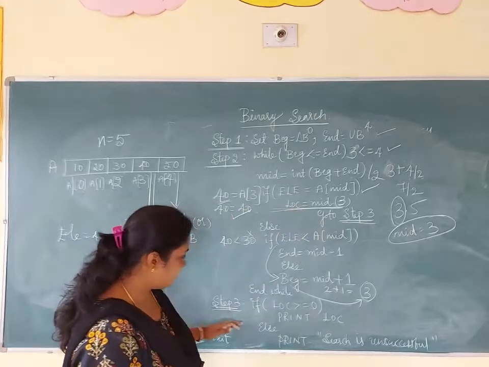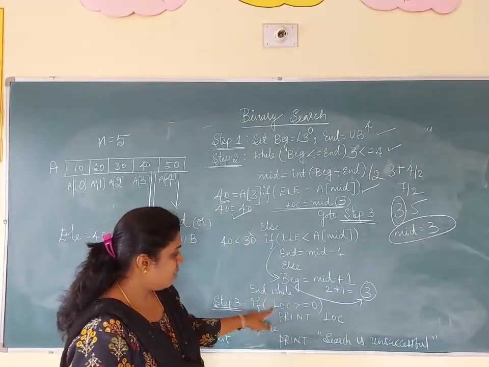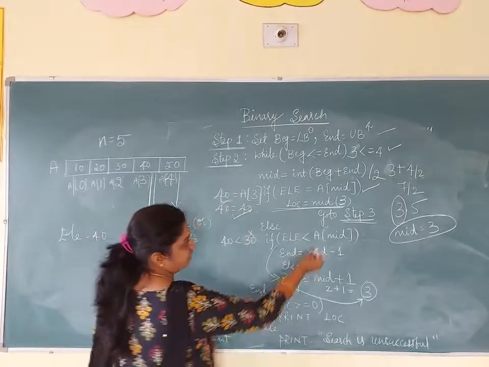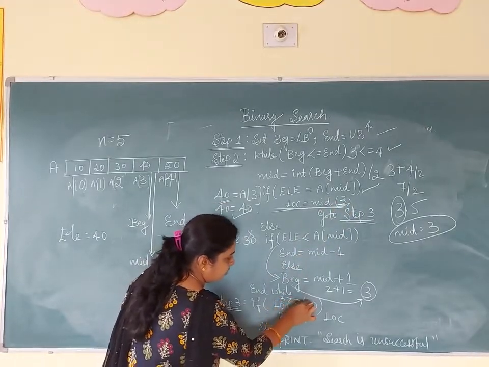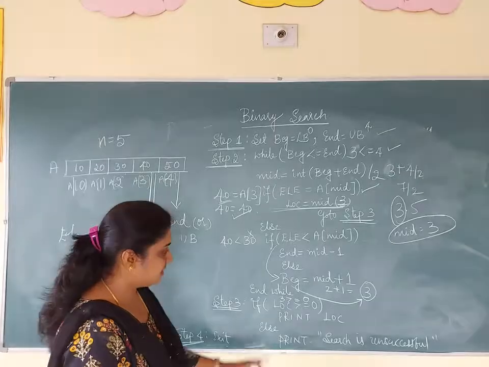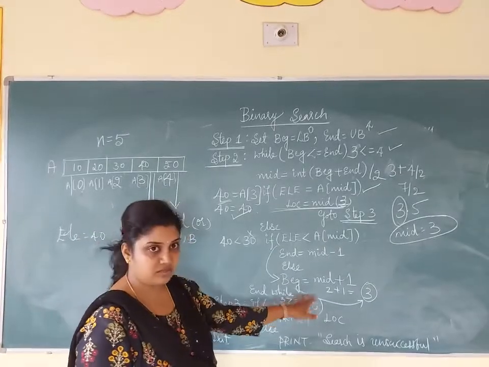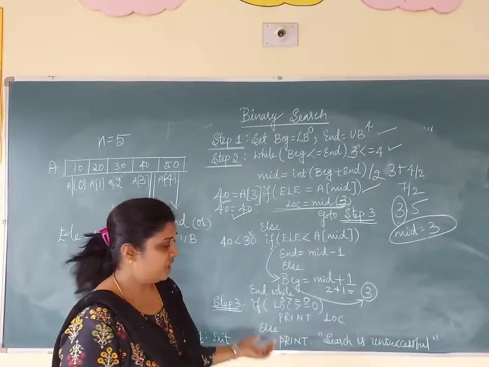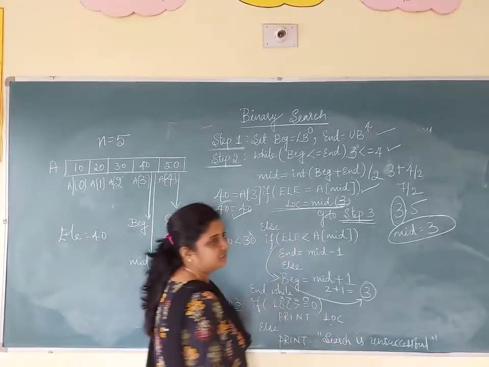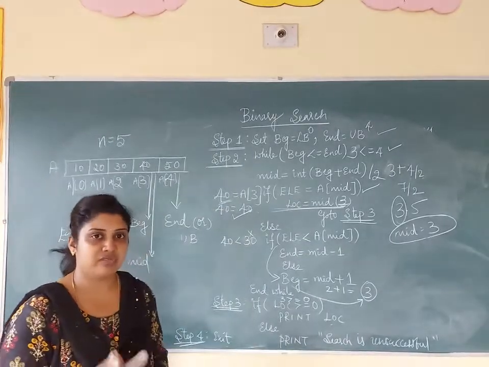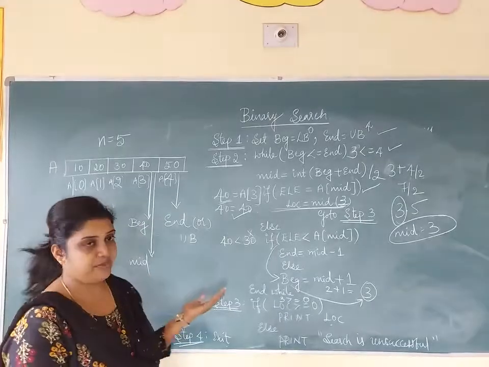Directly it will come to step 3. So now what is my location? Already I got the location, that is 3. Is 3 greater than or equal to 0? Yes. 3 is greater than or equal to 0. Yes, the condition is true. If the condition is true, it will print the location, that is 3. In the location 3, the element 40 has been present.